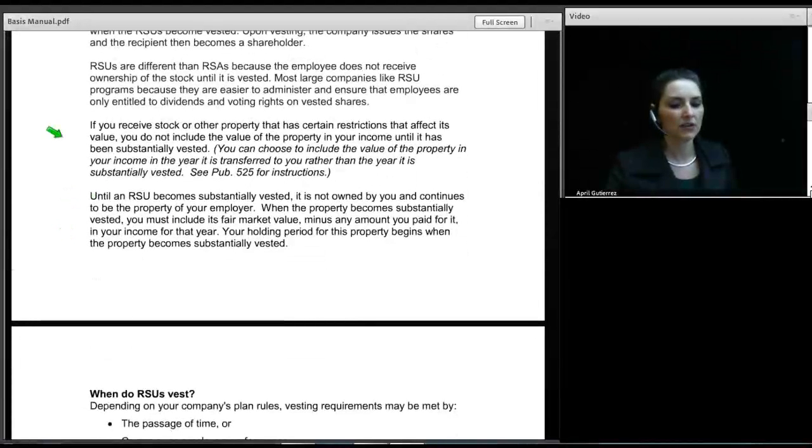If you receive stock or other property that has certain restrictions that affect its value, you do not include the value of the property in your income until it has become substantially vested.